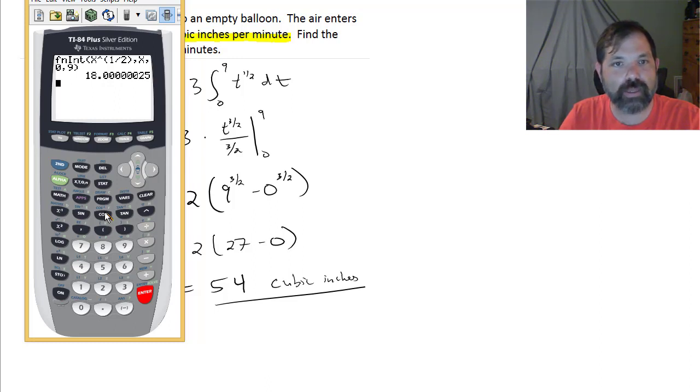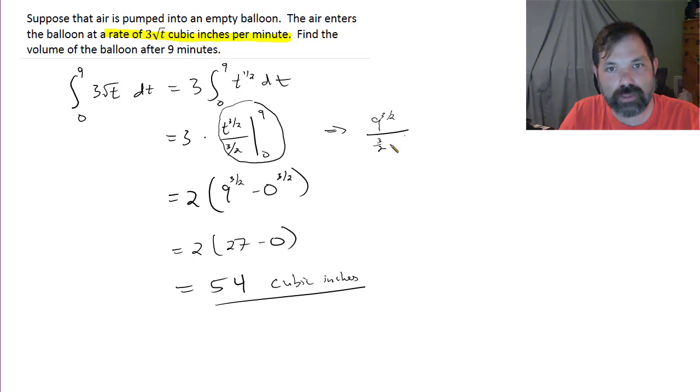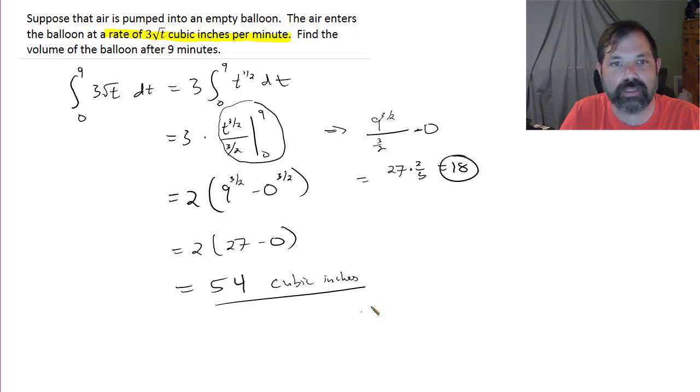If I took this expression right here, this would be 27. So this would be 9 to the 3/2 over 3/2, minus 0. And 9 to the 3/2, that's 27 times 2/3, which is 18. All right, so that's where that 18 comes from.